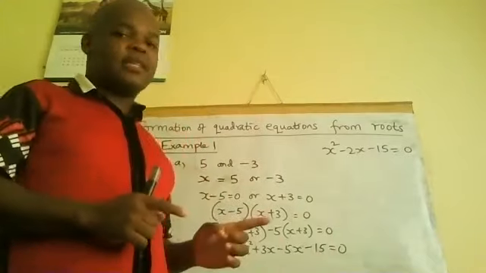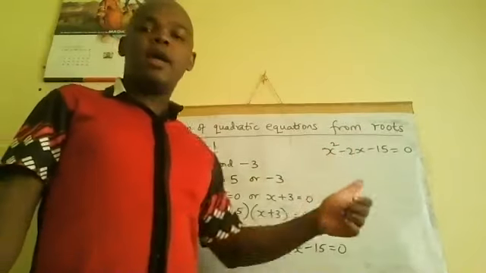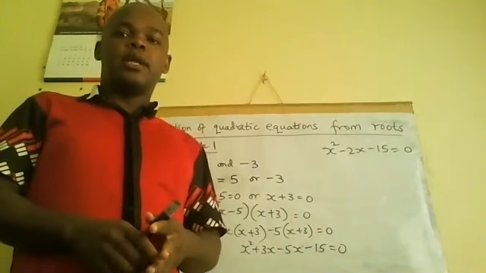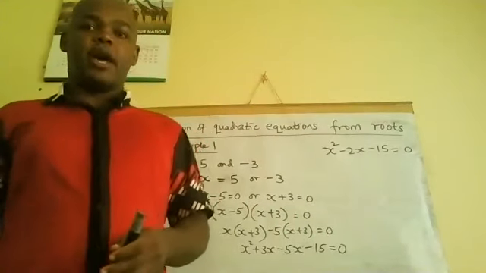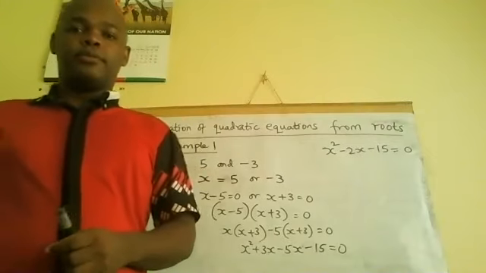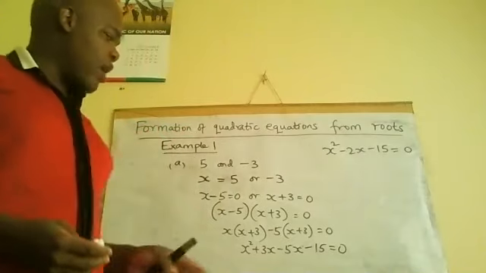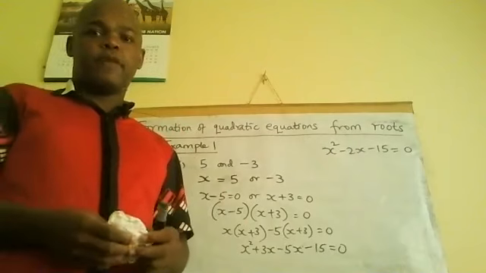We have given our answer in that form. So if you are asked, can you get the value of a, b, and c, then our a is 1, our b is -2, and our c is -15. So you can write that. We have started with a very, very simple case.